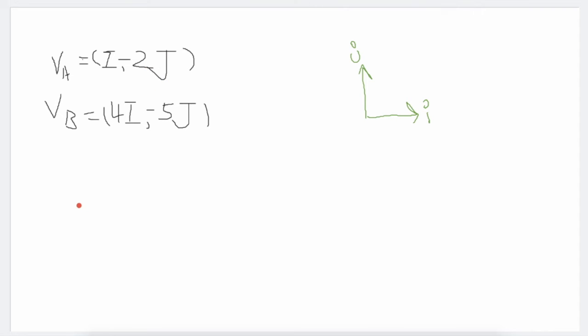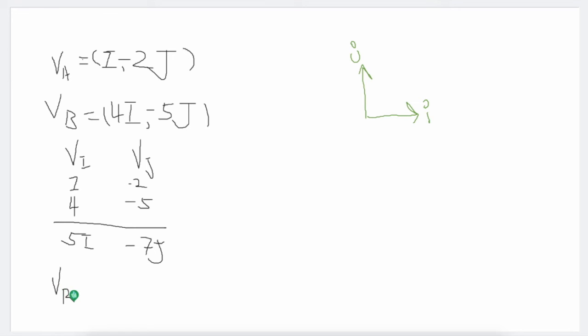It's basically the same thing, but in this case it's just using i and j. So you can just do vector i as one of them and vector j as the other one. Since the first one has 1i and vector B has 4i, you can just add that up, which is 5i in total. And for the j direction, you have -2 and -5. You add those together, you get -7j. And basically your resultant vector, I think they usually use R, is just 5i and -7j.